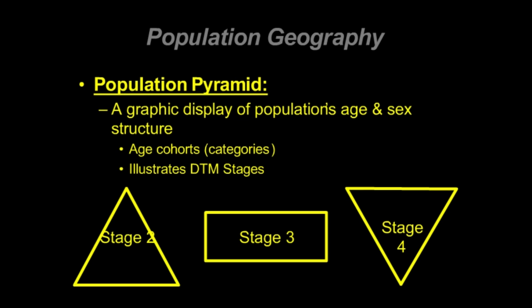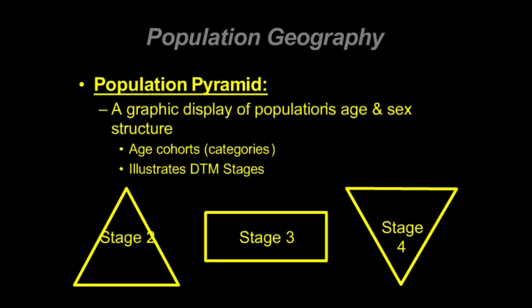And one of the things is we have these different shapes that are illustrated here at the bottom. If you see a population pyramid containing roughly these shapes, what that says is that during that time period, this country, this region, was going through stage 2, stage 3, or stage 4. And you'll see what I mean in some examples that follow.